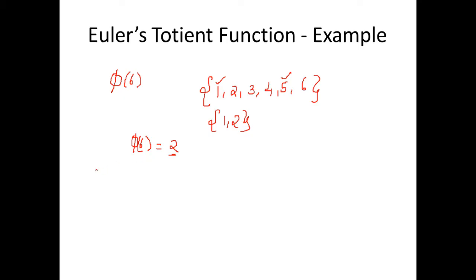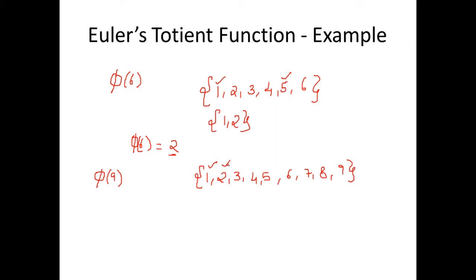Let's take another example. Let's find phi of 9. It just means get the count of all the numbers between 1 and 9 that have a GCD of 1 with 9. Let's write all the numbers between 1 and 9: 1, 2, 3, 4, 5, 6, 7, 8, and 9. We have to identify all the numbers between 1 and 9 that have a GCD of 1 with 9. 1 is co-prime with every other number, so 1 is accepted.